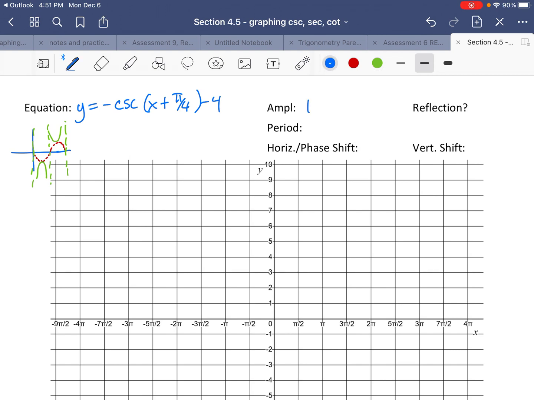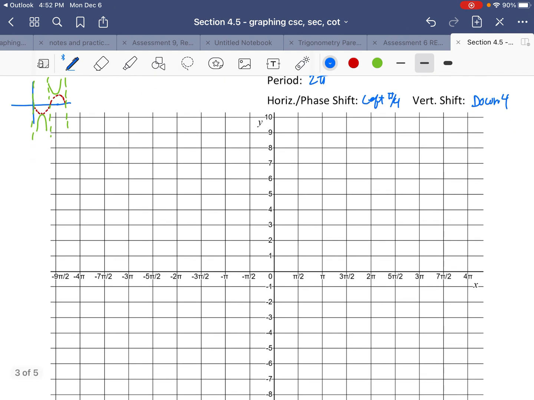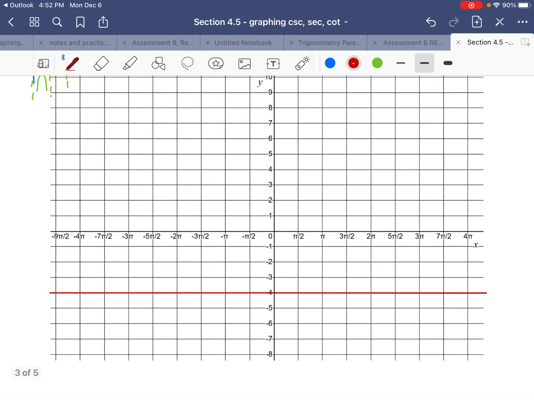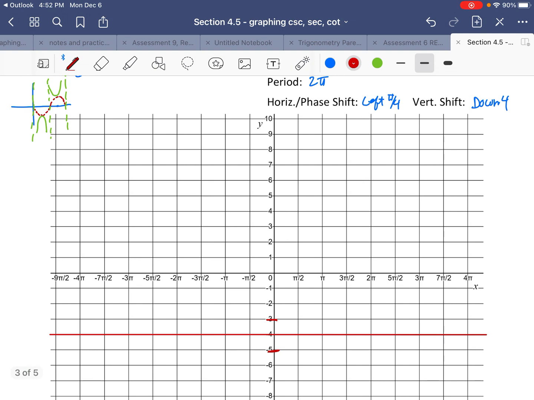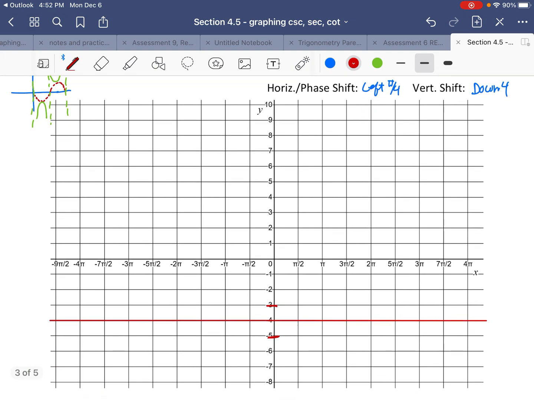All right, so let's see. Amplitude, so no amplitude change. Reflection, yes. Period is still 2 pi because there is no change in front of the x. I'm going to go left pi over 4, and vertical shift down 4. I do have a new x-axis, so I will draw a line down 4. And I can go ahead and mark that there's no amplitude change. So this graph is going to stay between -3 and 5. Actually, I'm sorry, the cosine or sine graph would have stayed between there, but the cosecant graph is going to stay outside of there.